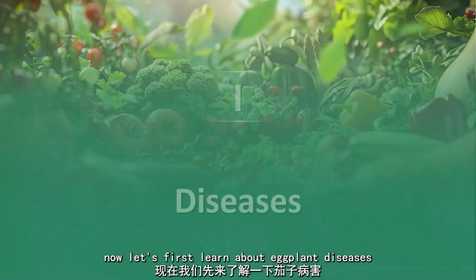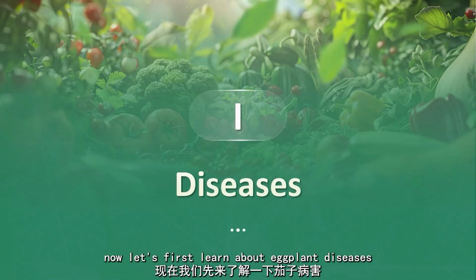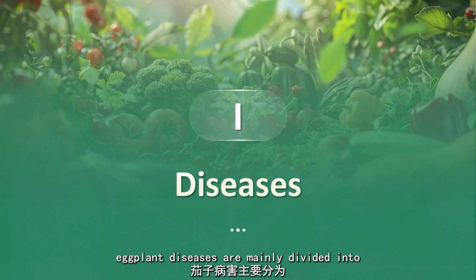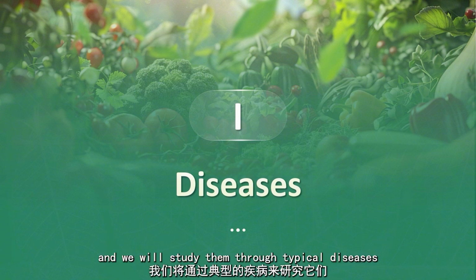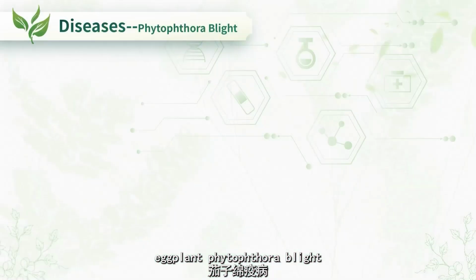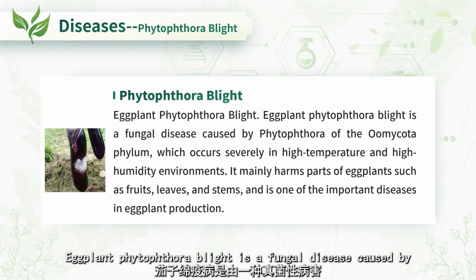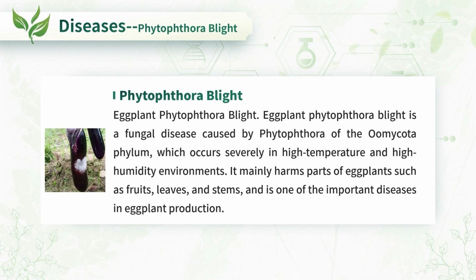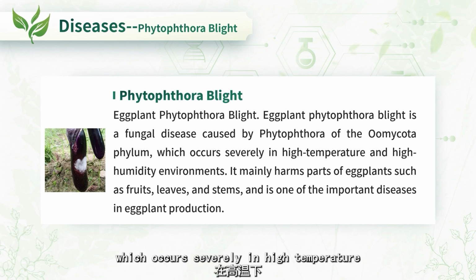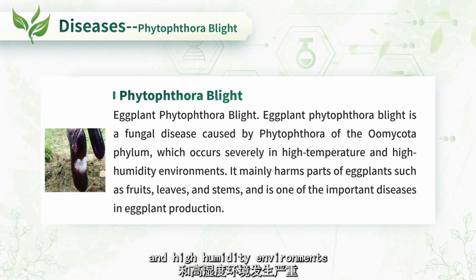Now, let's first learn about eggplant diseases. Eggplant diseases are mainly divided into infectious diseases and physiological diseases, and we will study them through typical diseases. Eggplant Phytophthora blight. Eggplant Phytophthora blight is a fungal disease caused by Phytophthora of the Oomycota phylum, which occurs severely in high temperature and high humidity environments.